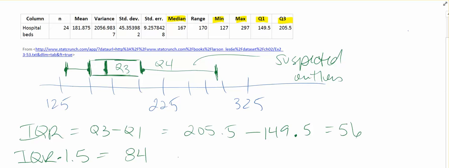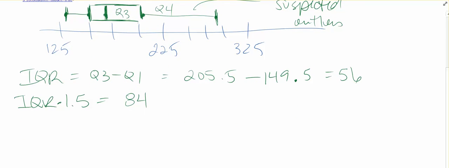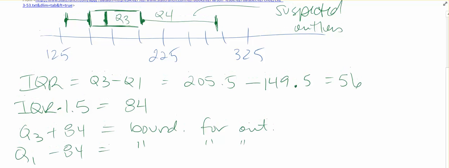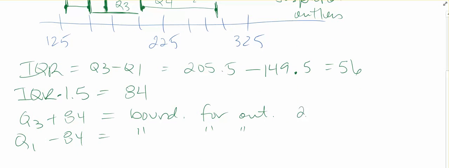This number then gets added and subtracted to the ends of your box. So if I take Q3 plus 84, that's the boundary for my outliers. And if I do Q1 minus 84, that would be the boundary for my outliers below Q1. Well, Q1 is so small, we're not even going to check for outliers there. But Q3 was 205.5 plus the 84 would put us at 289.5. So now we need to actually see the data in order to decide this.